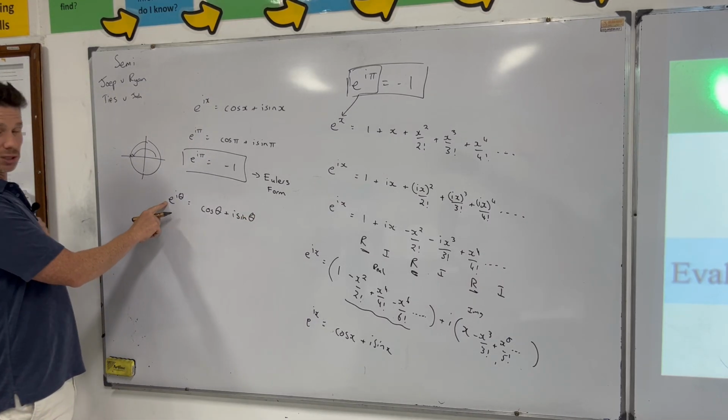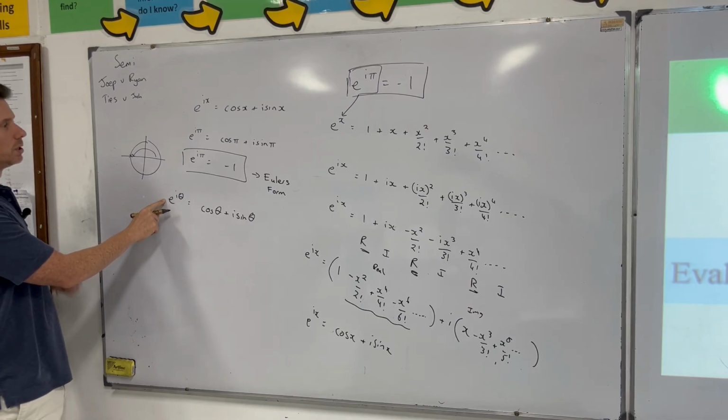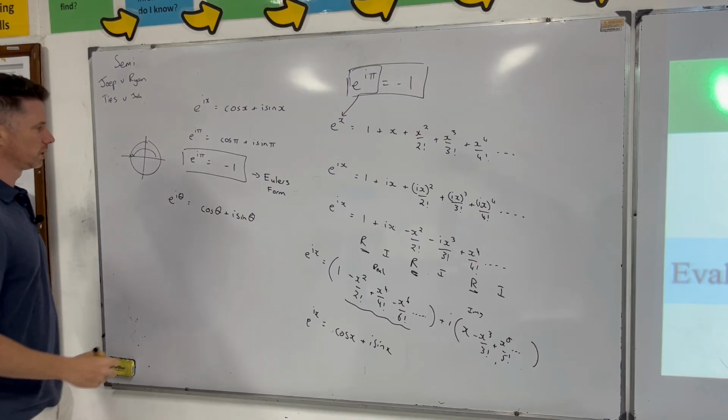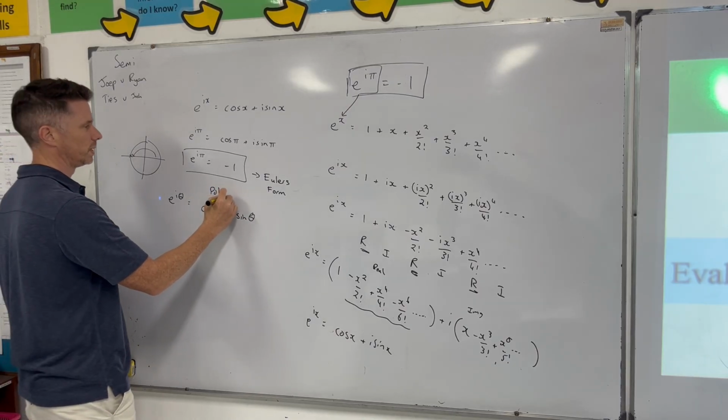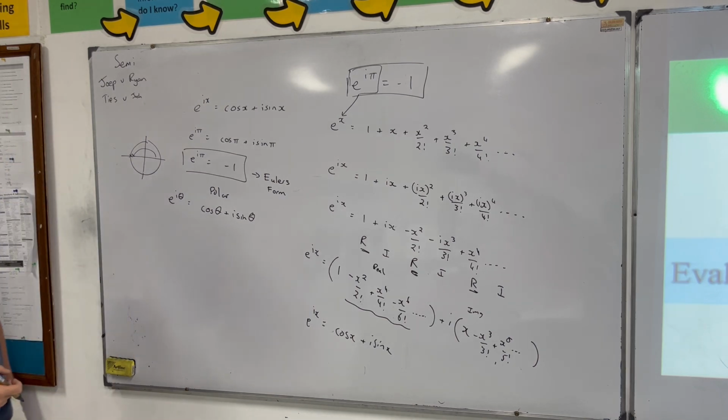This is if the modulus is 1. If the modulus was something, it would be multiplied in front. So we can convert between the two. This is polar form. And then if you know polar form, you can convert to Cartesian form if you want.